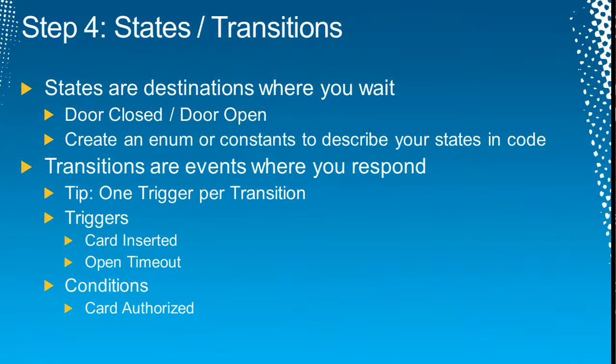Then you go in on the diagram and you start dragging and dropping states. States are really like destinations. You get there. We are in the state of Georgia. This is the destination, right? I like to create an enum or a string constant to describe the states in my code so that when I'm doing code on the C# side or VB side or whatever, I can refer to those. And then transitions are events where you respond and react. And you typically have one trigger per transition.